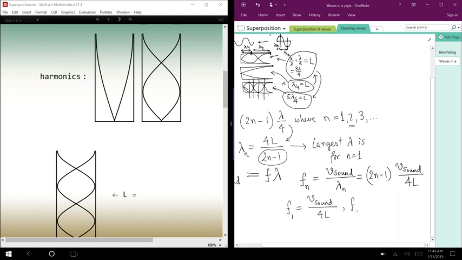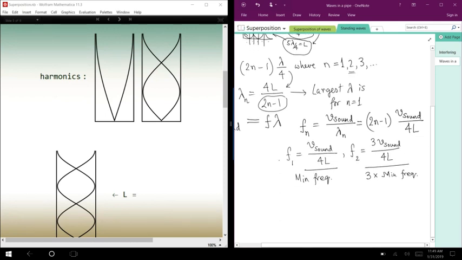f2 for n equals 2 is equal to 3 times v sound over 4L. So this is the minimum frequency, right? This is a multiple, 3 times the minimum frequency. And as we go higher and higher, we will get odd multiples of the minimum frequency. So this minimum frequency is often called the fundamental frequency.